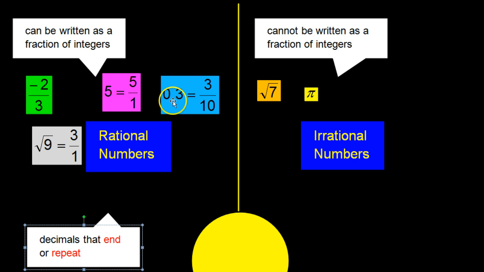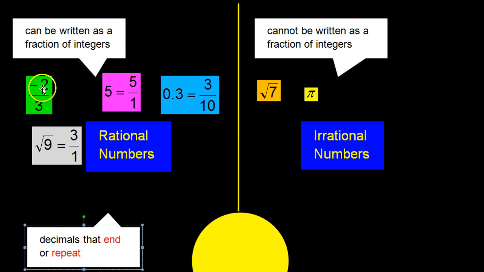Okay, for example, 0.3 ends. That's a decimal that ends. And sure enough, it turned out you could write it as a fraction. But the thing is, any decimal that either ends or repeats can be written as a fraction of integers. Alright? Obviously the number 5 is just 5.0. Boom. It ends. And sure enough, it's rational.